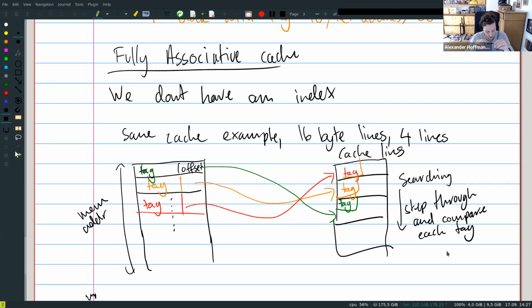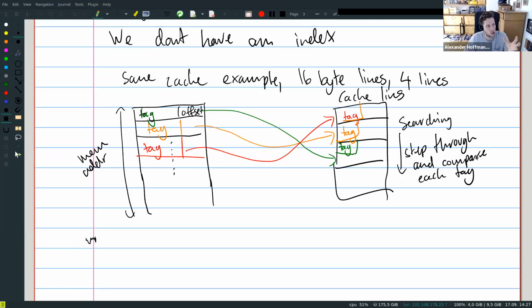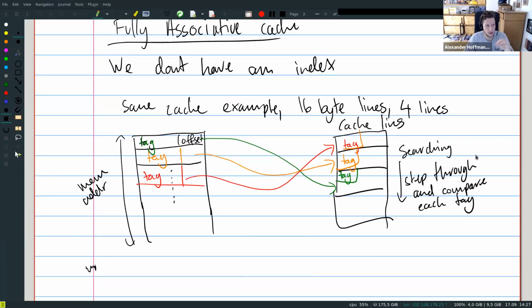And then set associative is sort of a mix between the two, in that you have a small index that tells you a region of cache lines that you could be in. And then within that region of cache lines, it's random allocation. But I won't go through that. I think you can rewatch the lecture because we've only got another half hour. I want to get some more questions done.